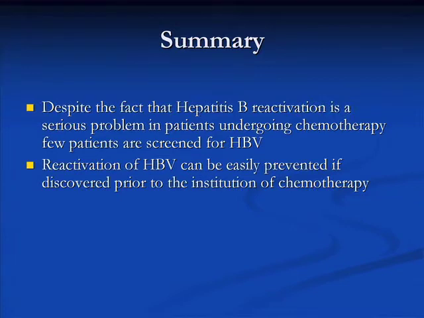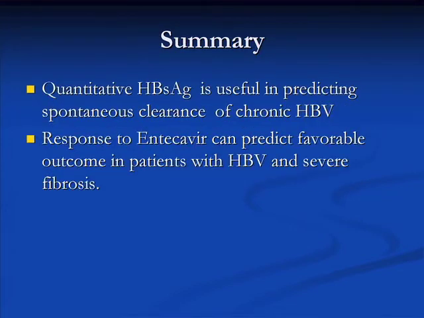So to summarize the papers I presented this morning: despite the fact that hepatitis B reactivation is a serious problem in patients undergoing chemotherapy, few patients are screened for hepatitis B. Reactivation of hepatitis B can be easily prevented if discovered prior to the institution of chemotherapy and starting these patients on a nucleoside or nucleotide inhibitor. Hepatitis B surface antigen is useful in predicting spontaneous clearance of hepatitis B, and I think should be used in these patients. Especially if we want to follow a patient without treating them, I would want to know their quantitative surface antigen level to know what their chances are of spontaneously seroconverting.